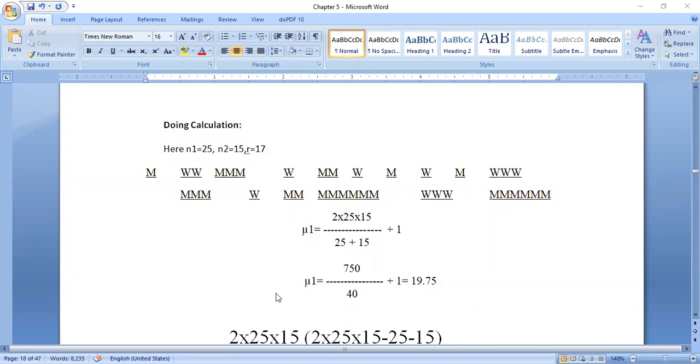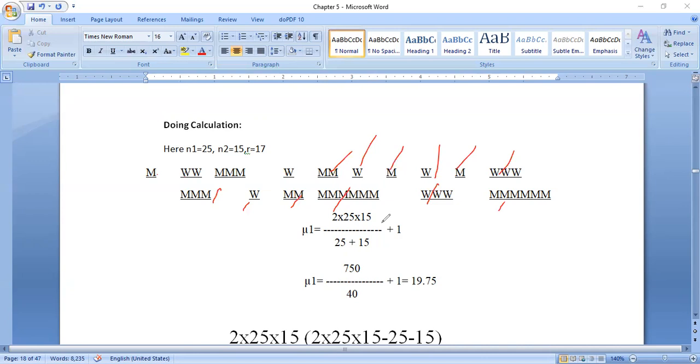We will see. Run 1, 2, 3, 4, then 5, 6, 7, 8, 9, 10, 11, 12, 13, 14, 15, 16. One more run is missing here, so 16. Just imagine that there are 17 runs.